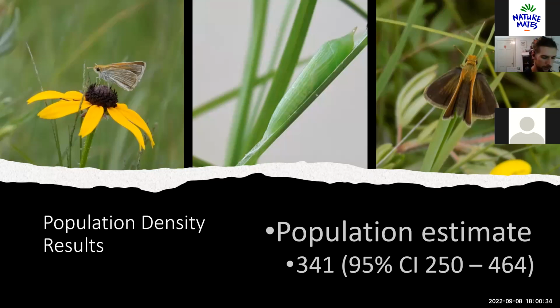And given that we knew the actual suitable habitat in these populations of prairie fens, we estimated that all of the butterflies left in Michigan, which is the stronghold of its population, was under 500, with confidence intervals between 250 and 464. So this is a critically endangered butterfly that globally has probably less than 500 in the wild.